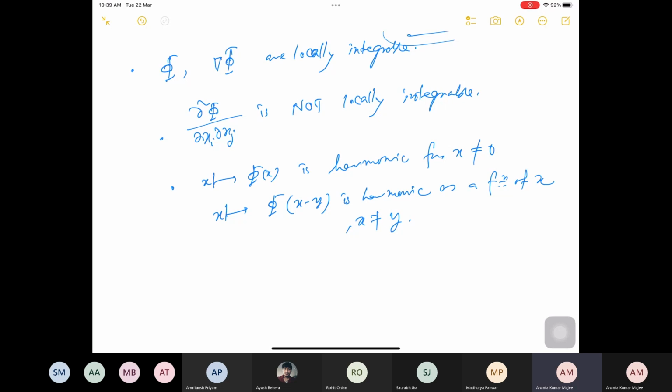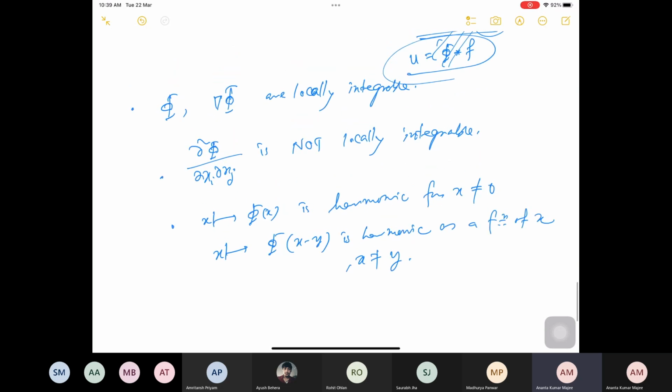Okay, so these are the properties of your fundamental solution of the Laplace equation, phi. I am not going to do these proofs, that will take more time, but what I try to say is that phi and its gradient are locally integrable, but the second derivative, ∂²φ/∂xi∂xj, is not locally integrable. In particular, as I said, if you just consider the ball B(0,1), from there you'll see that it is not locally integrable. There is a blow up.